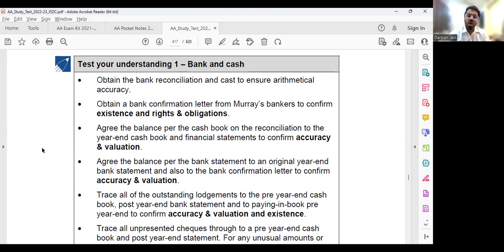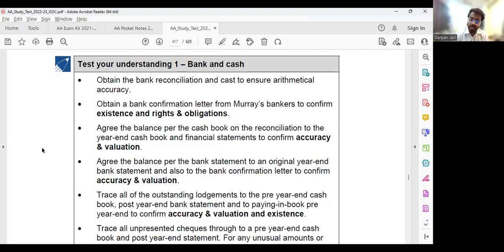Great. Next, obtain a bank confirmation letter from the bankers to confirm the existence and rights and obligations. What are you obtaining? The confirmation letter, from whom? From the banker. This is the C of your RIOCAR, C for confirmations, right? So you're receiving confirmations from the banker of the client, a bank confirmation letter.